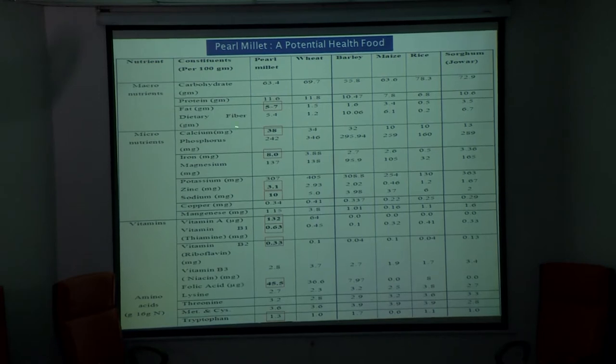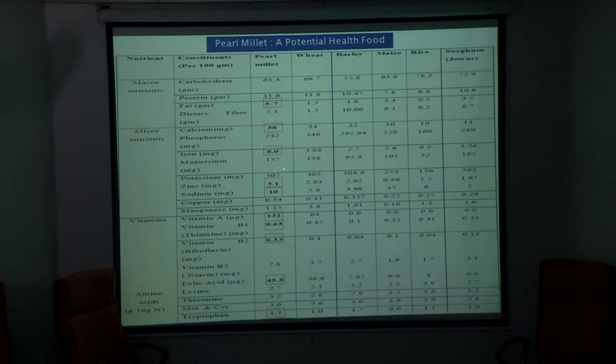Then it is rich in dietary fiber, micronutrients. Most of the micronutrients like calcium, phosphorus, iron, magnesium, potassium, zinc, sodium, copper, manganese, all these micronutrients are there. And among all these, the two essential micronutrients, deficiency of which leads to malnutrition, are iron and zinc. Nowadays, most of the pearl millets are biofortified with iron and zinc. So they are rich in iron and zinc, and it can fulfill the RDA, the daily requirement of iron and zinc, by consuming even 100 gram of your pearl millet.